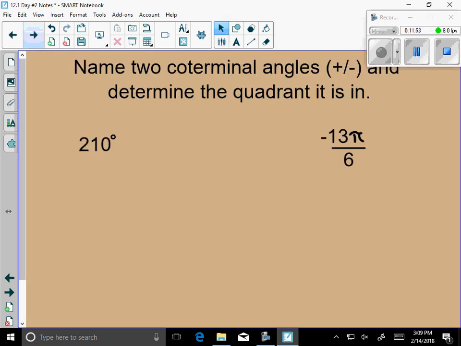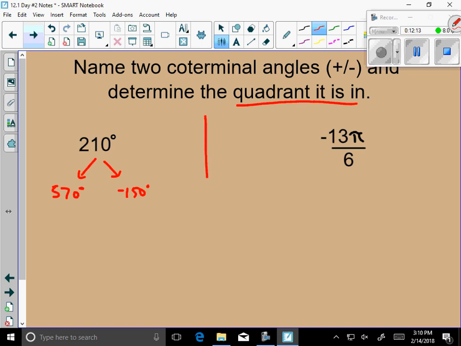Okay, this would be pretty much what we just did. I'm going to give you the two angles. I'm going to add and subtract 360, which would give me 570, and would give me negative 150. The question here is asking what quadrant would that be in? Well, if you're not familiar, this is quadrant 1, 2, 3, and 4. So if I were to take 210 degrees, that would be right about there. Right, that would be in quadrant 3.